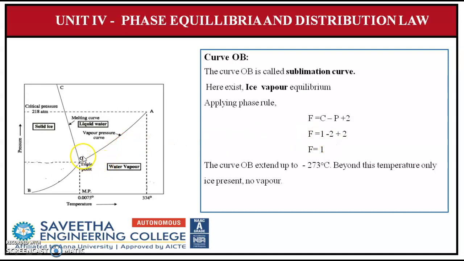Next, we'll discuss curve OB. This is a sublimation curve. Sublimation is nothing but the transformation of solid to vapor. So here there is an equilibrium between solid ice and vapor. By applying the phase rule, F is equal to C minus P plus 2, F is equal to 1. So this is also univariant. The curve OB extends up to minus 273 degrees Celsius. Beyond this temperature only ice is present and no vapor.